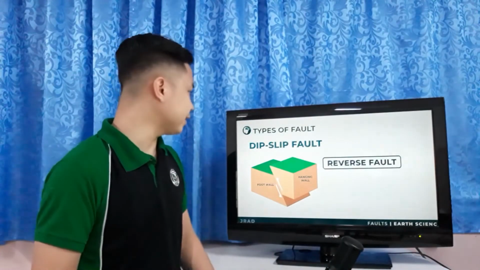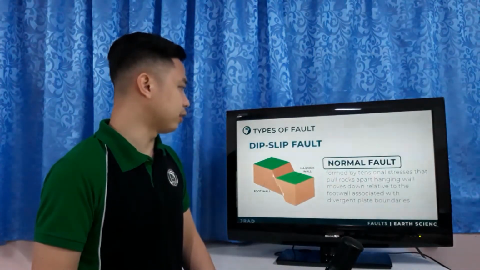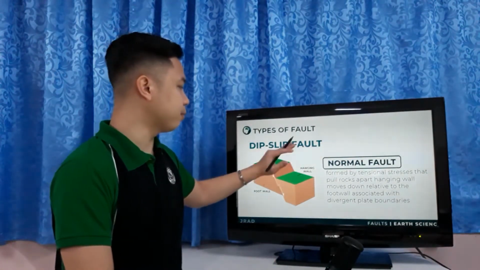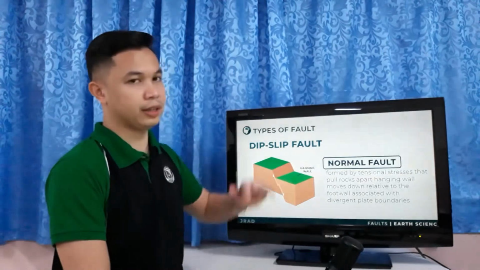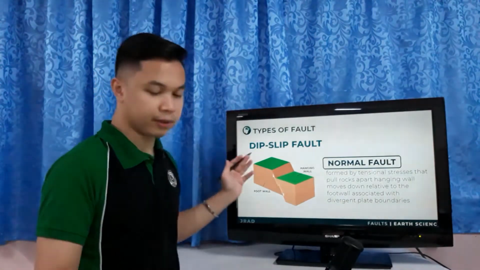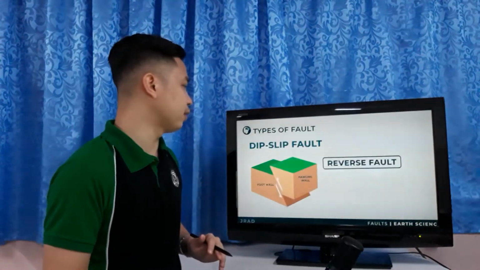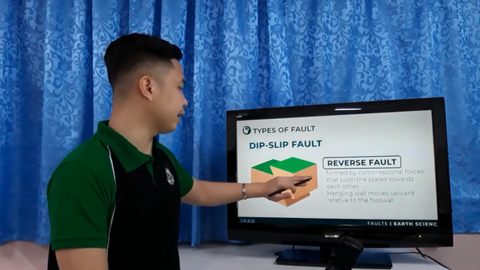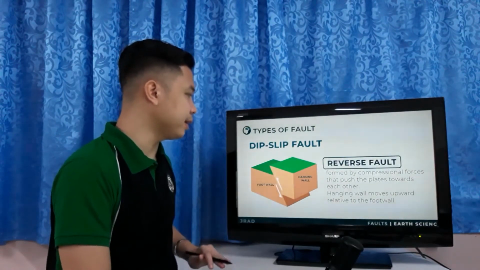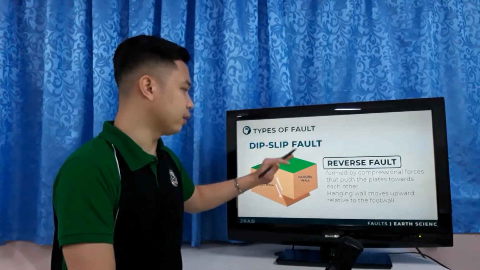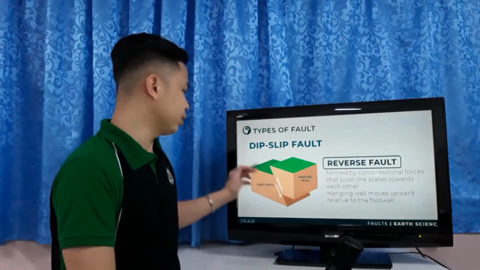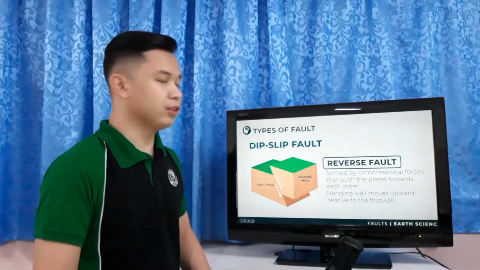Okay, balikan natin si normal fault. Kapag normal fault, maaaring si hanging wall ay bumaba or si footwall ay umakyat. Okay? Maaaring ganon. Ngayon, kapag naman reverse fault, maaaring si hanging wall ay umakyat tapos si footwall naman ang bumaba. Ibig sabihin, hanging wall will always move upward relative to the footwall. Okay? Yun naman yung reverse.